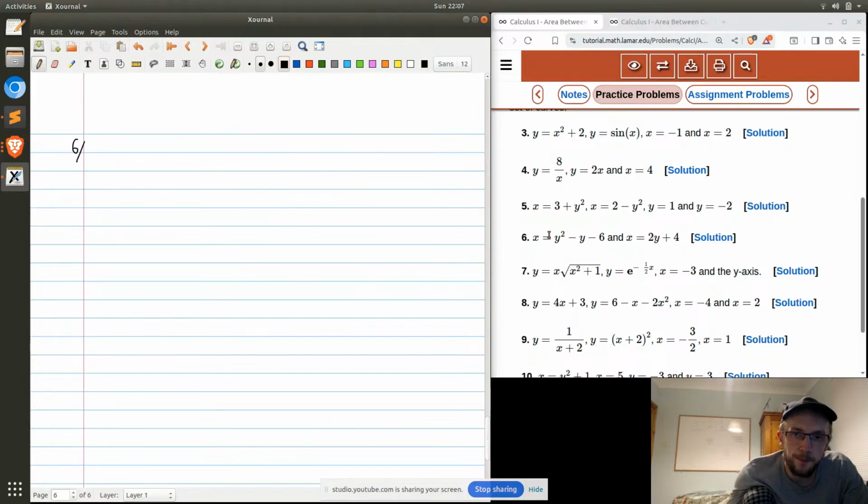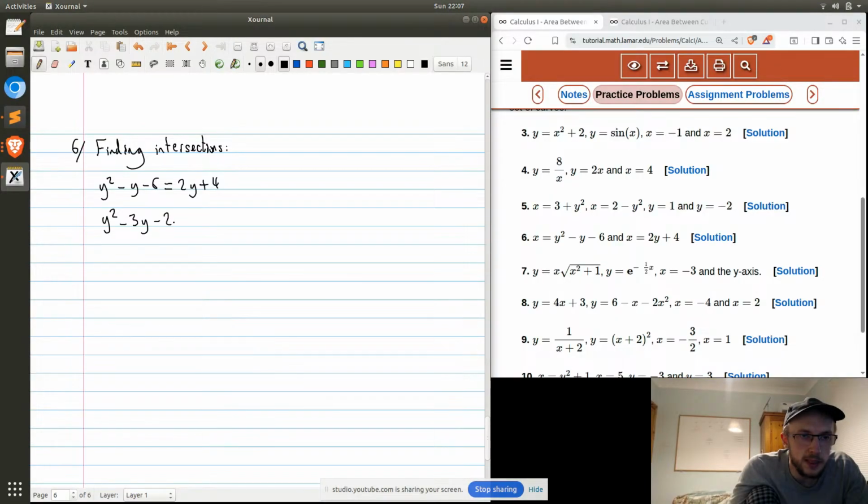Okay, so first, finding intersections. So what we do is we just set them equal to each other because they're both equal to x. So y squared minus y minus 6 equals 2y plus 4. Just like that. y squared minus 3y minus 2 is equal to 0, just like that. So y minus 2, y minus 1.